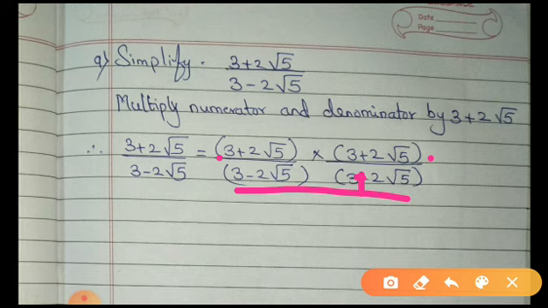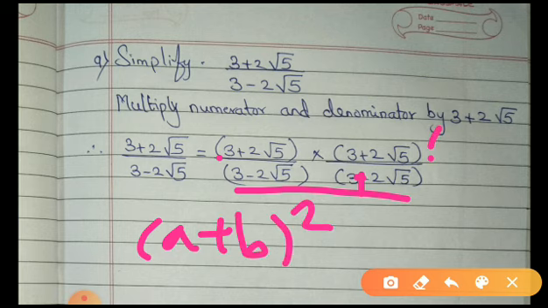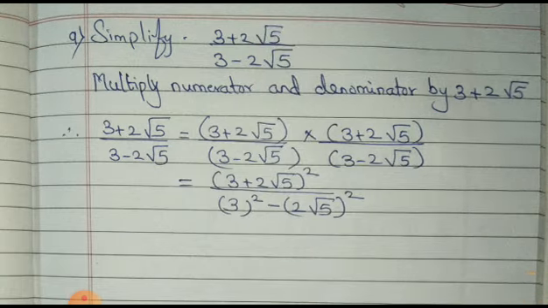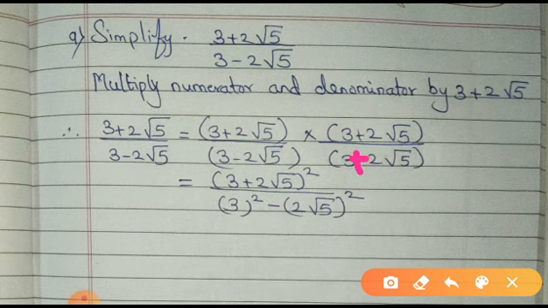So in the numerator I have what? A plus B into A plus B. So will I get it as A plus B bracket square? So make use of the identity here. Denominator is of the form A plus B into A minus B. So it is A square minus B square. Okay. So I'll be getting it as what? 3 plus 2 root 5 the whole square by 3 square minus 2 root 5 the whole square.